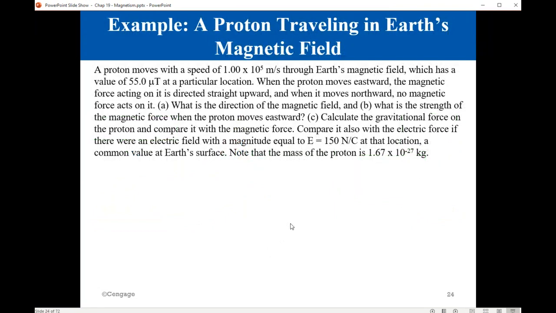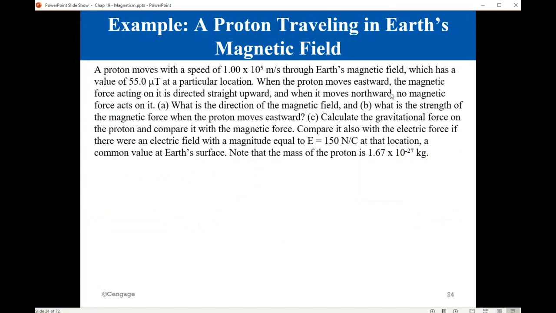Example: a proton moves with a speed of 1 × 10⁵ meters per second through Earth's magnetic field, which has a value of 55 microtesla at a particular location. When the proton moves eastward, the magnetic force acting on it is directed straight upward. And when it moves northward, no magnetic force acts on it.